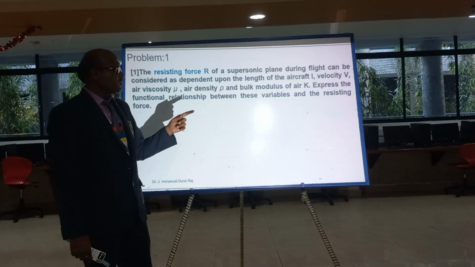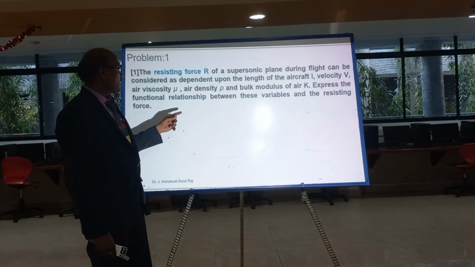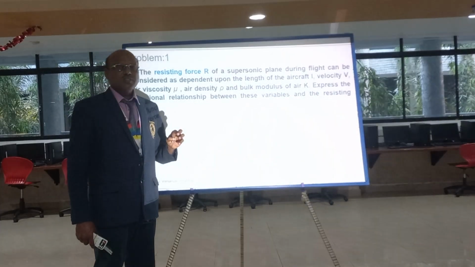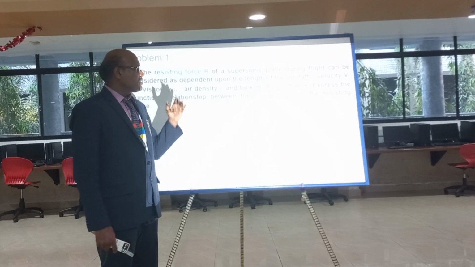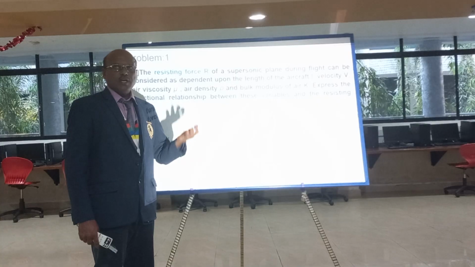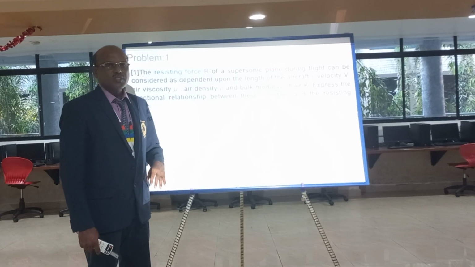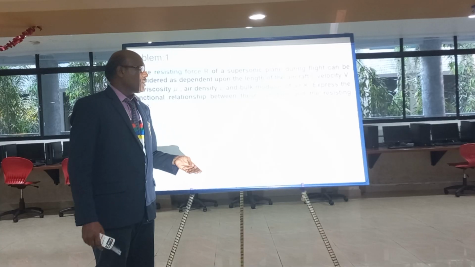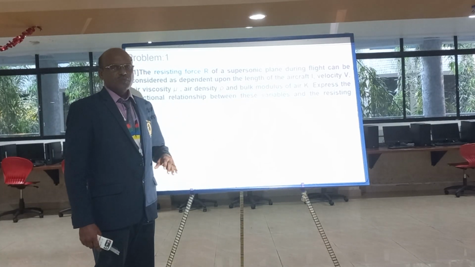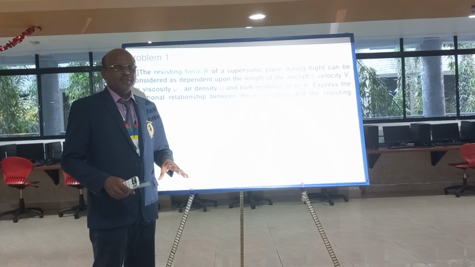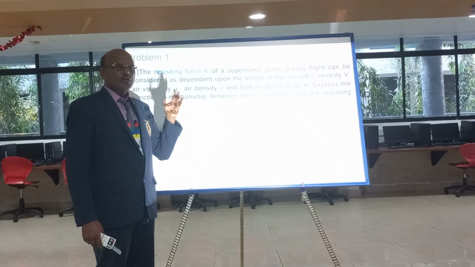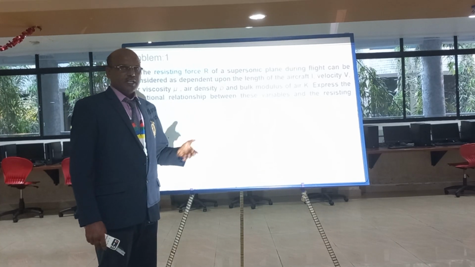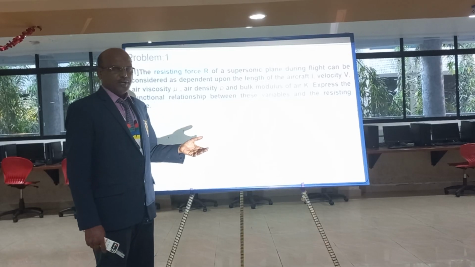The question asked is to express the functional relationship between these variables and the resisting force. Which is increasing, which is decreasing, which is square, which is cube, which is in the right hand side, which is in the left hand side. And if we increase one parameter, which parameter will increase or decrease? These are the general observations I can make through dimension analysis, before going to the exact terms, whether it is 25 times or 10 times, 3 times.